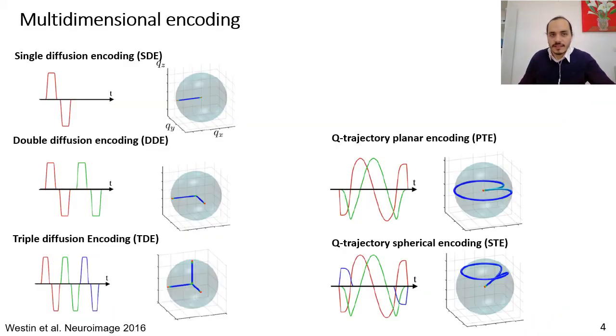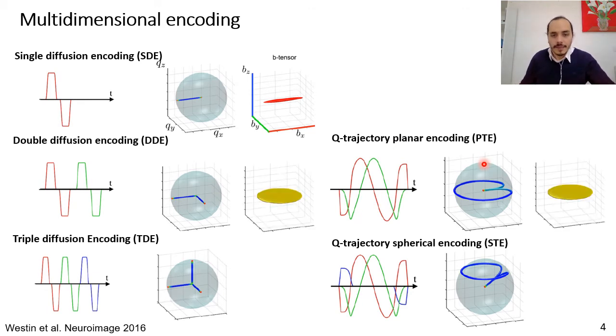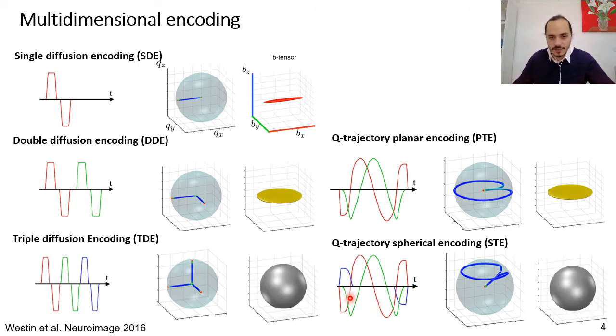To illustrate the B-tensors for different gradient waveforms, let's go back to my previous slide and plot the B-tensor ellipsoid geometries for the different sequences. As expected, the B-tensor for the SDE sequence will have a stick geometry. Both double diffusion encoding and q-trajectory planar encoding will show a planar B-tensor. Both triple diffusion encoding and q-trajectory spherical encoding will probe all diffusion directions simultaneously, so therefore it will show a spherical or isotropic B-tensor, shown here.